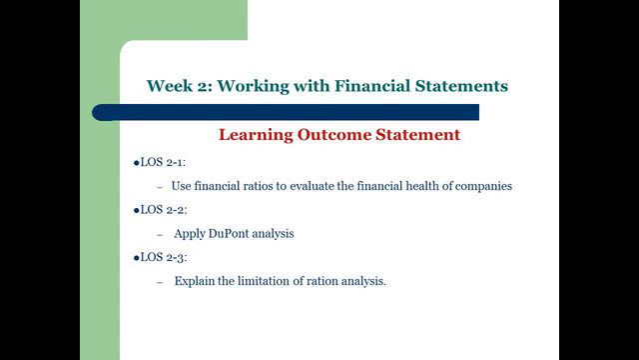Chapter 2 of Financial Management. It is working with financial statements. So in this chapter we have three learning outcomes. Number one is using financial ratios to evaluate the financial health of companies. Number two is apply DuPont analysis. And number three is explain the limitation of ratio analysis.